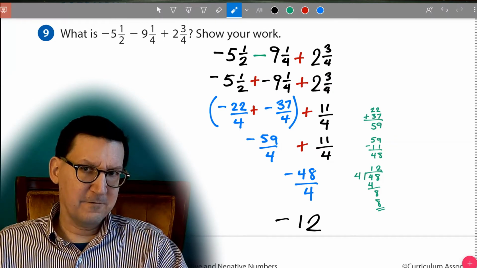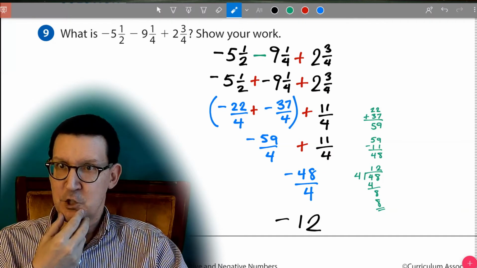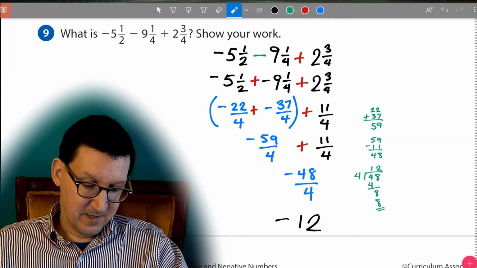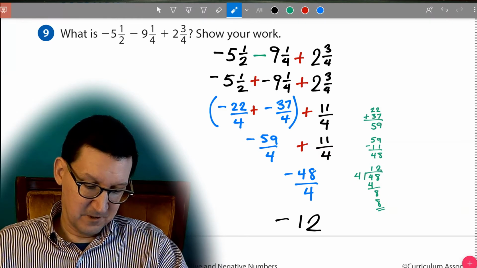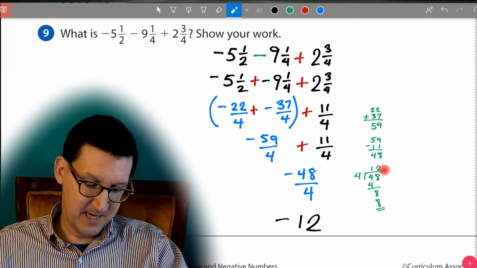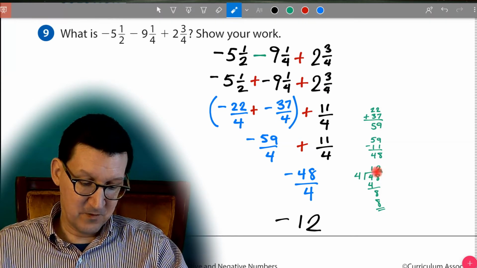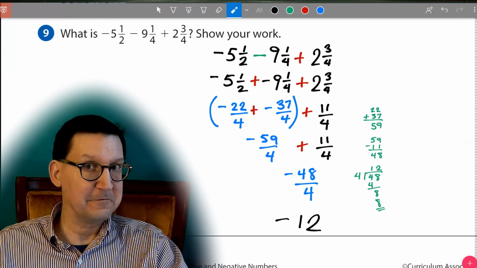So negative 48 over 4, I think we can make that back into a mixed number, or maybe even an integer. So we divide 4 into negative 48. I did it over here. 4 goes into 4 once. 4 times 1 is 4. Bring the 8 down. 4 goes into 8 twice, and 2 times 4 is 8. Nothing's left over. So 4 goes into 48 12 times. So negative 48 fourths is negative 12.